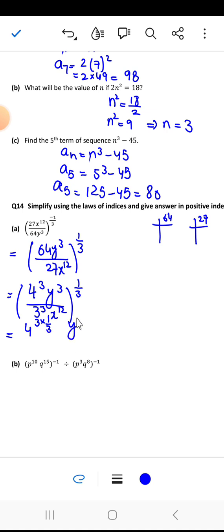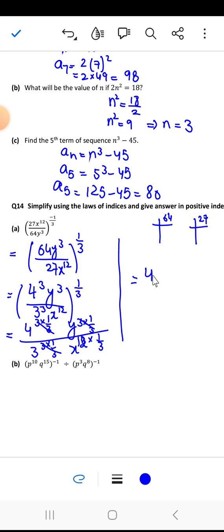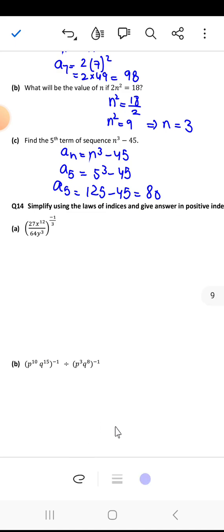Now I will give power to every variable or number inside. So y cube into 1 by 3, and in the denominator it is 3 cube into 1 by 3, and then x12 into 1 by 3. So these are cancelled. So here it is. The leftover is 4y divided by 3x raised to power 4. This is the simplest form and also in the positive index form. So that will be fine. Moving on to the next question.